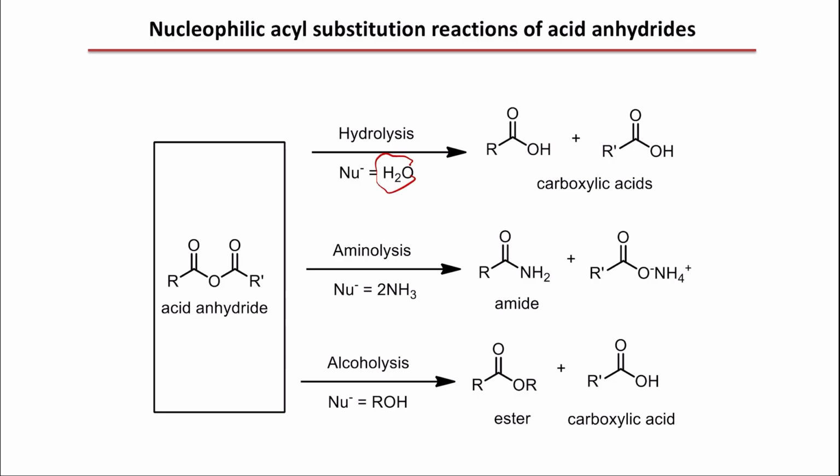So with water, that will give you two carboxylic acids. When the anhydride comes from the same carboxylic acid, then you have only one product, only one carboxylic acid. And then with ammonia, that will give you an amide and a carboxylic acid, which can react with the ammonia to give you the ammonium salt. And then with an alcohol, as we've seen, they will give you an ester and a carboxylic acid.